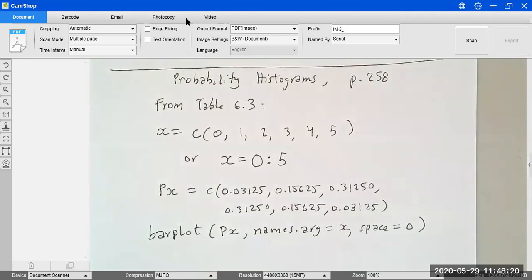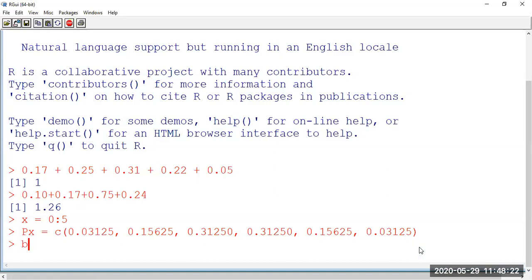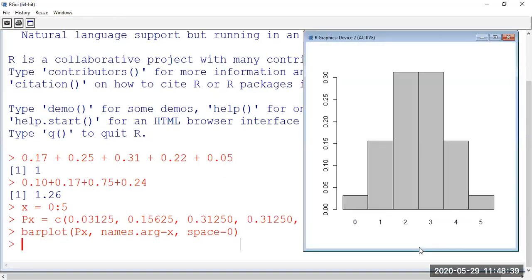So I'm going to enter this information into R, and then we're going to see the corresponding histogram. So I have here those values. I'm going to enter barplot, px, names.arg equals x, and finally space equals 0. If we do that, we get a histogram like the one that you have in your book. So that's the histogram. This is the graphical summary of our probability distribution.